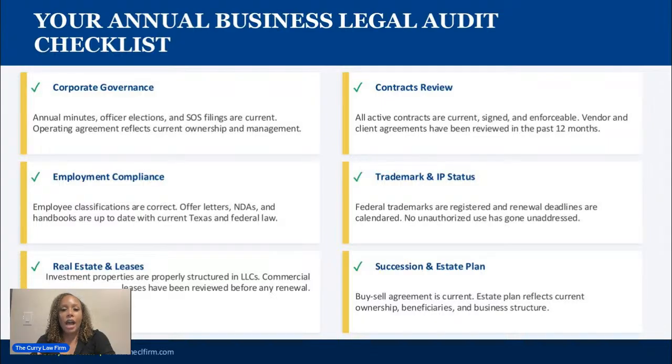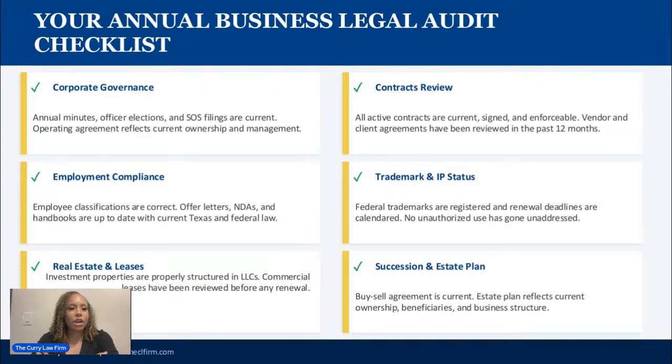Contract reviewing. All active contracts that are current, signed, and enforceable need to be reviewed continually. Vendor and client agreements have been reviewed in the past 12 months. That's important to make sure of. I like to tell our clients that whenever you run into any sort of issue with a client or a vendor, and it has become a headache for you, and you're like, I do not want to experience this again, it's time to update the contracts that you're using to see what additional language we can add in there so that you could avoid those issues in the future with any other vendors or any other clients. And we can also amend any contracts that you do have in place to make sure that we can try to avoid those issues from occurring down the line with continuing business relationships.